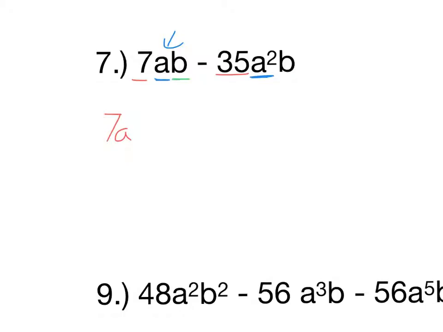Next, let's look at the b. If we look at the b, both of them have a b. Both terms have a b in this binomial, and they're both to the first power. So that's the lowest power. We could take out a b.